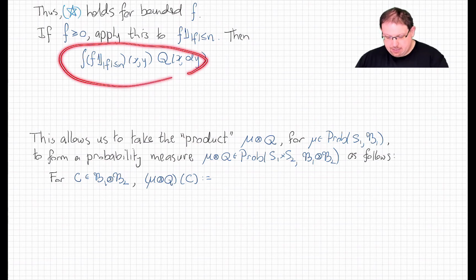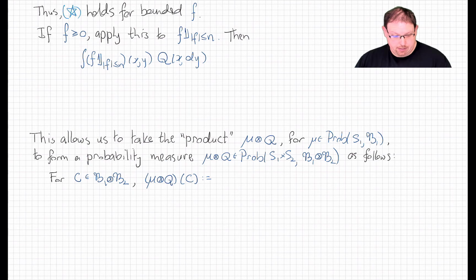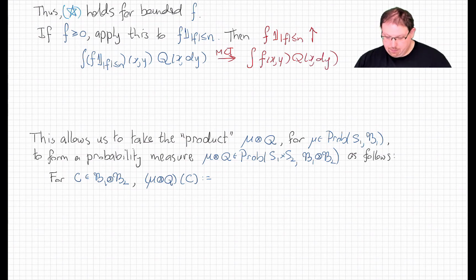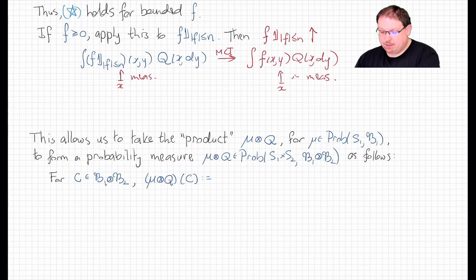That means that this is a measurable function of x, but we also know that as n increases, f times the indicator of the set where f is less than or equal to n is an increasing sequence of non-negative functions, and therefore by the monotone convergence theorem, for each x, this integral will converge to the integral of the limit function f at xy against q. And therefore, again, since this function of x is a pointwise limit of these functions of x, and these ones are measurable, therefore this one is measurable as well, and that concludes the proof of the lemma.